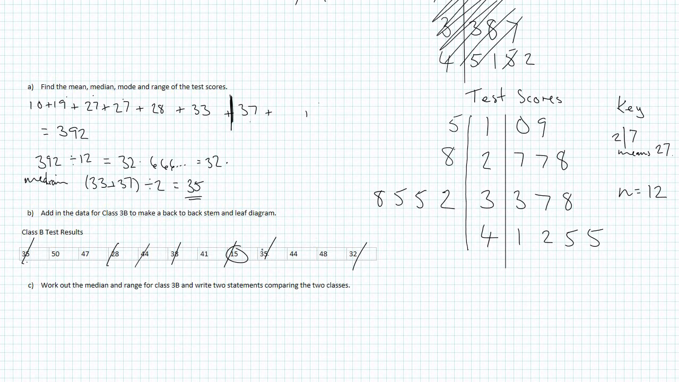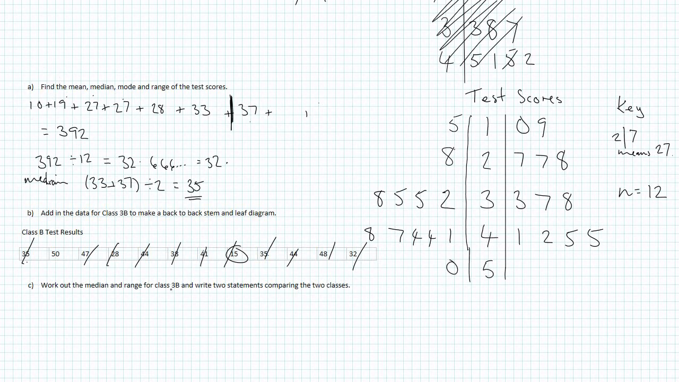40s, I've got 41 first, so a 41, two 44s, a 47 and a 48. And then I've got a 50 as well, so I'm going to need to extend this a little bit and have a 50 there.